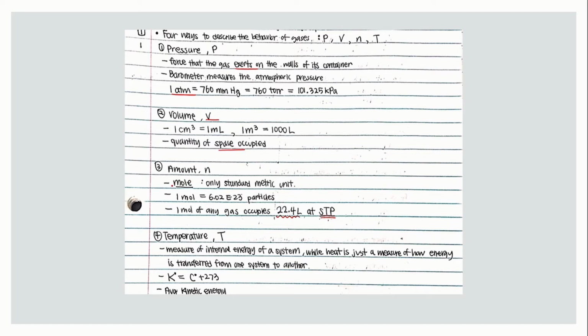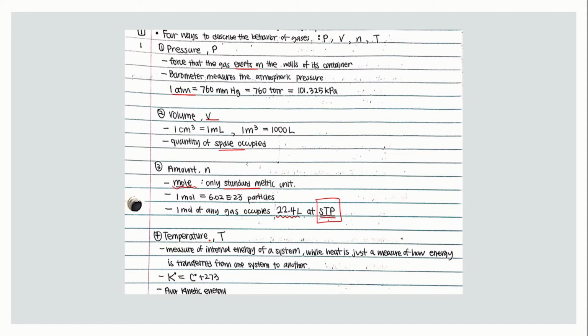Amount is represented by the moles in chemistry, so even though it gives you the grams, you always have to convert them into the moles, and it is the only standard metric unit for the amount. 1 mole equals 6.02 E23 particles. 1 mole of any gas occupies 22.4 liters at STP. If it's not at STP, you'll have to use the ideal gas law we will learn today.